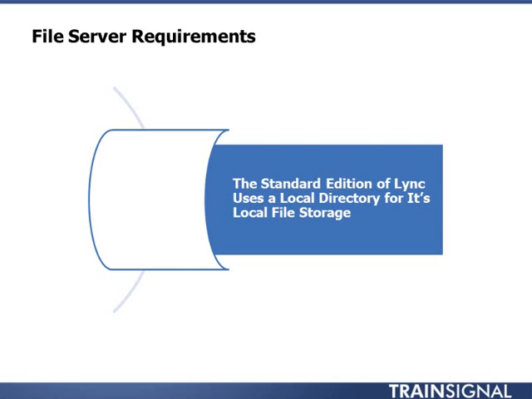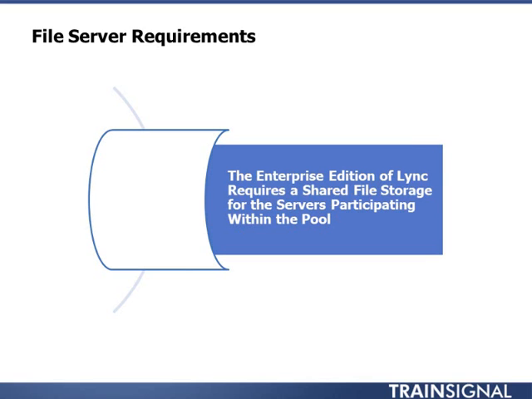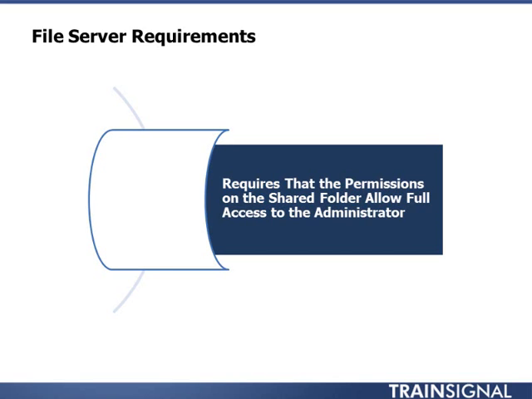If you're deploying the Standard Edition of Microsoft Lync Server, the Standard Edition of Lync uses a local directory for its local file storage. With the Enterprise Edition of Lync, we have to have a shared file storage for the servers participating within the pool, and that's a network file share. The Lync Server 2013 setup program requires that the permissions on the shared folder allow full access to the administrator. The Lync Server 2013 installation program will define the ACLs on the folder structure as part of the install process.